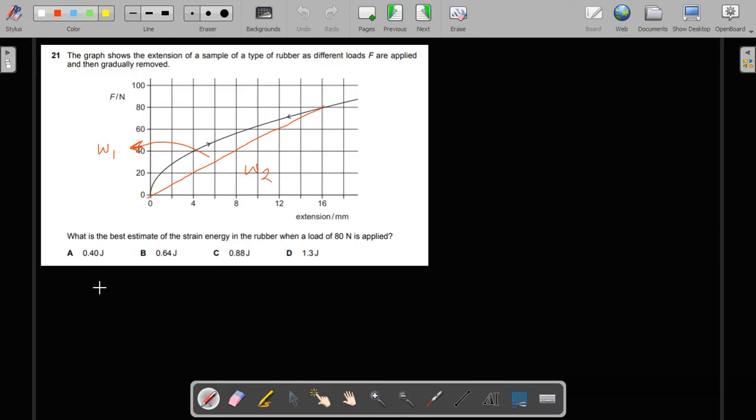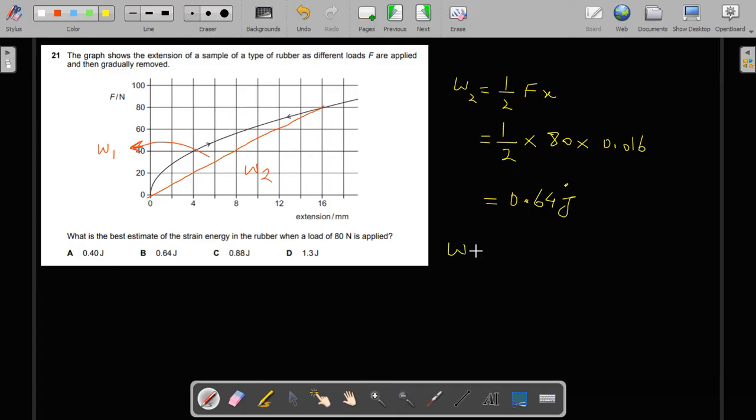Okay, so W2 equal to 1/2 F times X. What is F? 80, as the question said. And what is extension? 0.016. So the answer will be 0.64 joules. So this is W2.